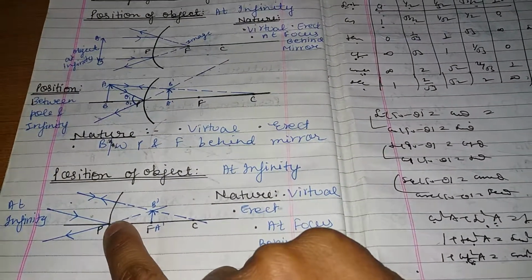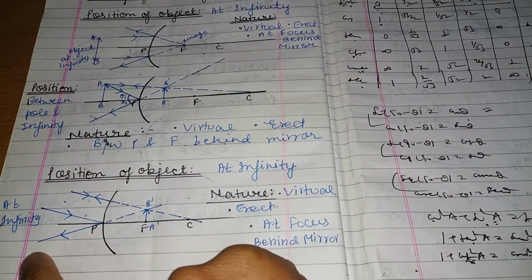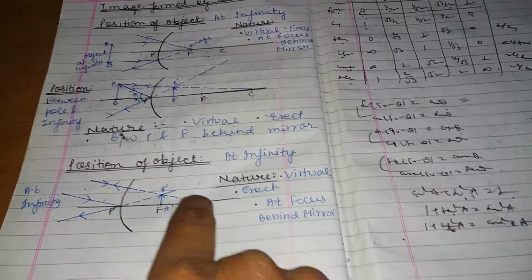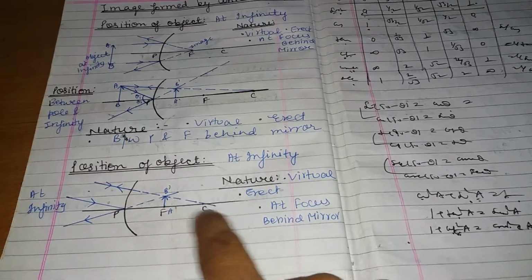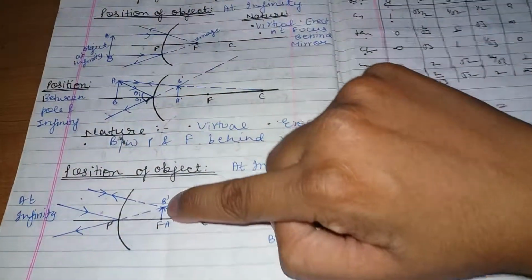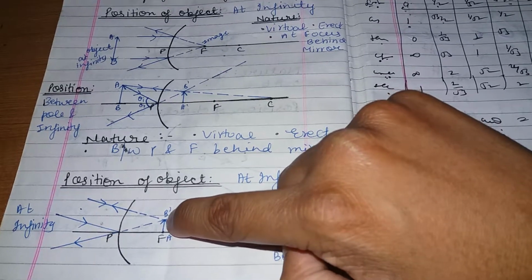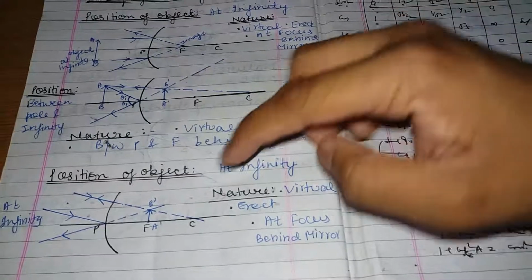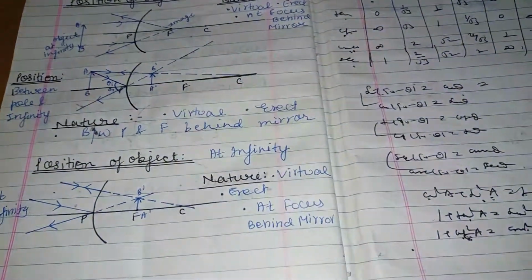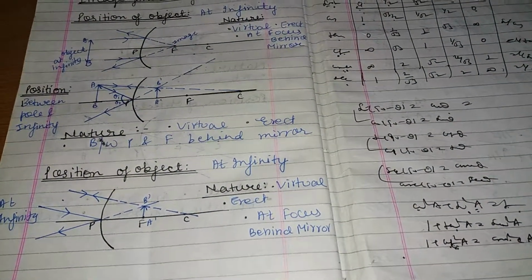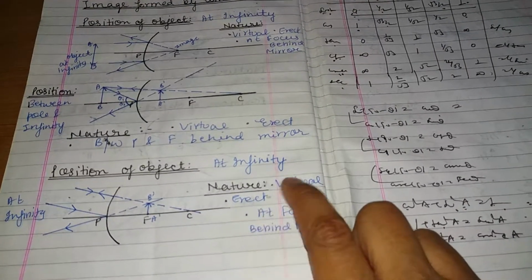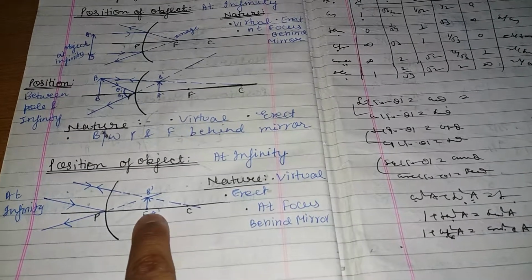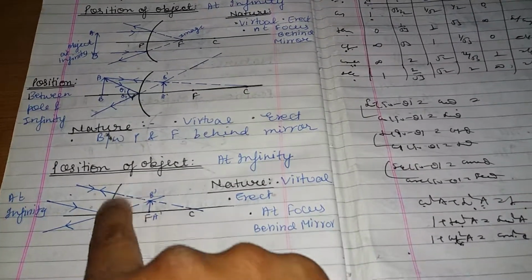when obliquely falling on the pole, will be obliquely reflected back, and when the ray is passing through the center of curvature, it will reflect in its own direction. So when we produce the rays behind the mirror, we conclude that these two rays meet at a point A dash B dash, and A dash B dash is our image. So this image is virtual, as we are considering that these two lines will meet, but they are not actually meeting. When the image is virtual, it will also be erect. It will be at focus, and it will be behind the mirror.